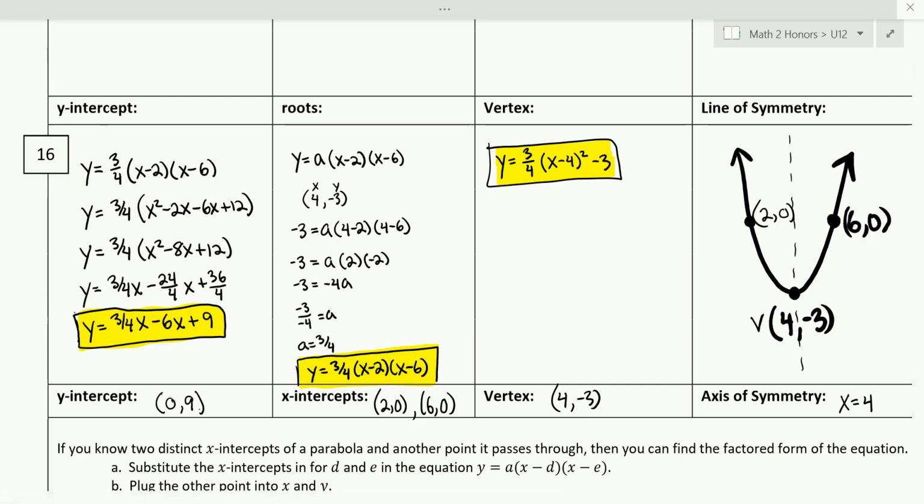What are you getting for the y-intercept? Did you get the y-intercept yet? Not yet. You should be getting 9. Okay. So standard form is 3/4 x squared. I forgot my x squared. Be a squared there. Minus 6x plus 9. And then your y-intercept is, if you plug in 0 for x, you're going to get y equals 9.